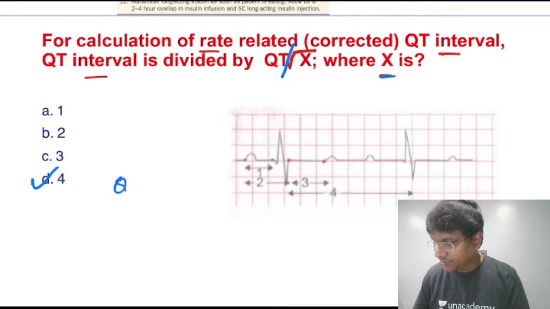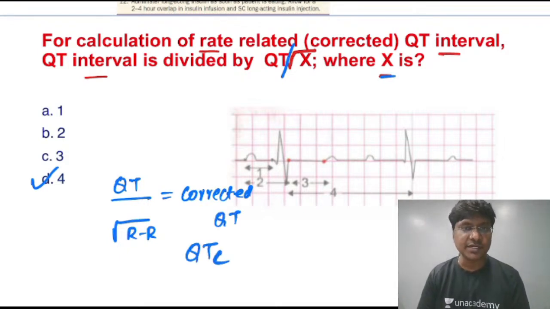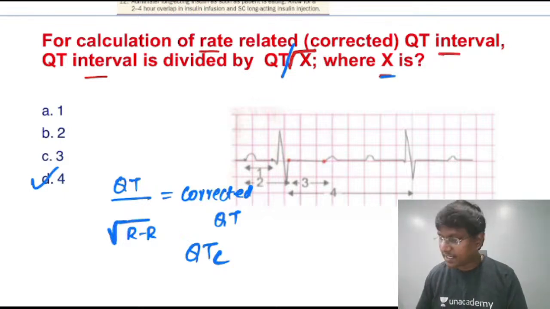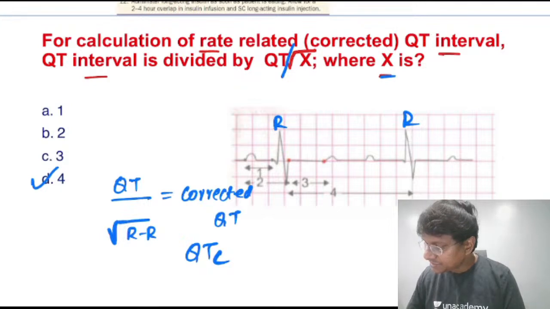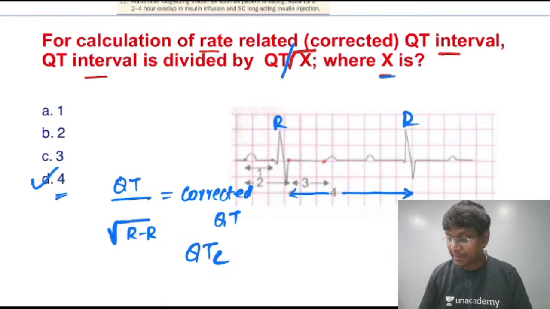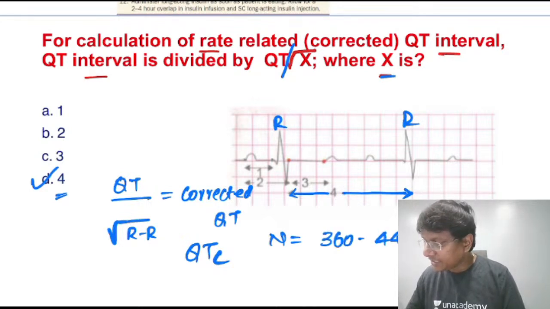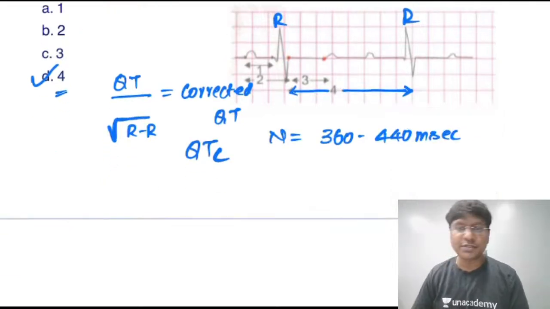Now, what should be your QT divided by root of RR interval? That is what is called the corrected QT, which we call the QTc. Now, what is your RR interval? This is your RR interval, which is being represented by 4. So that is the reason why the correct answer is option B. Now, what is the normal QT interval? The normal QT interval is around 360 to 440 milliseconds.